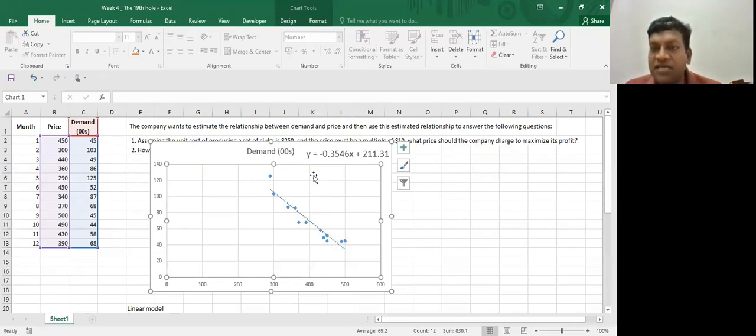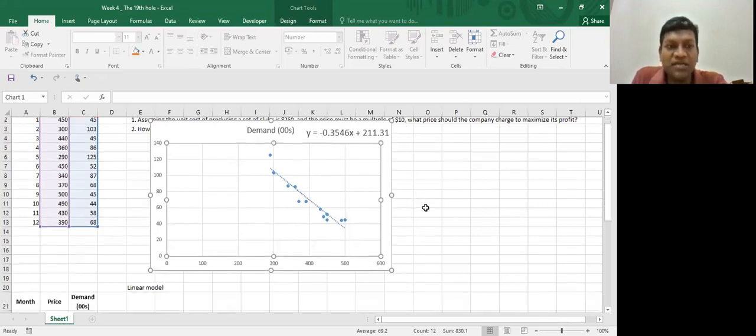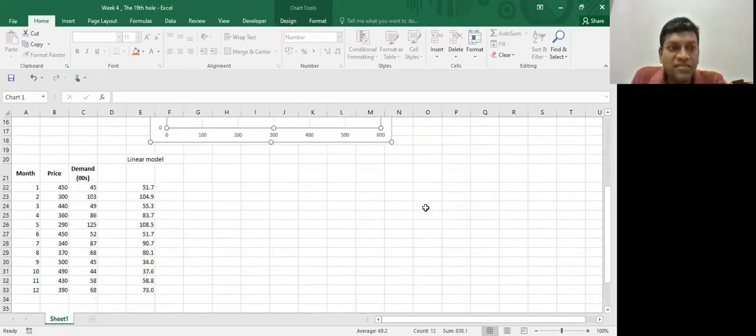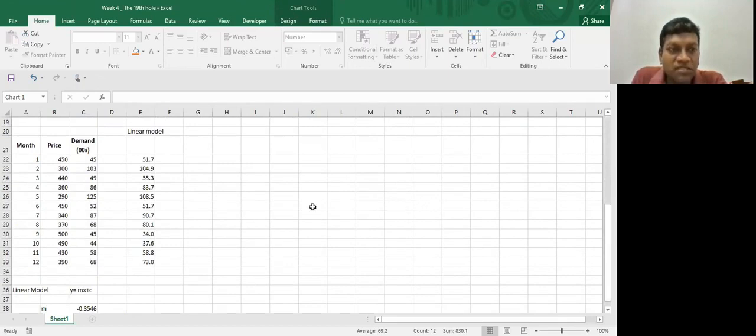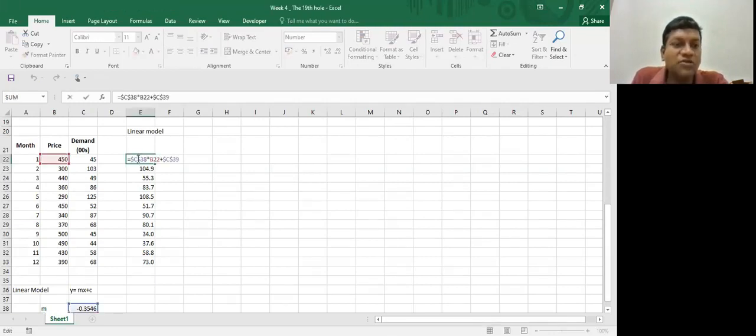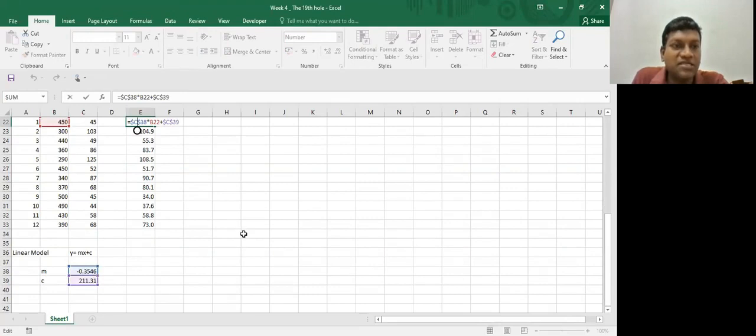And because our model is a linear model, this straight line is represented by the equation y is equal to mx plus c. And we have found the values of m, which is the slope, and c, which is a constant or intercept. Okay, basic mathematical concepts. So I am using this equation here, and we find that the original demand is 45 units, 103 units, 49 units, and so on. However, when I use my model, the linear model which I've just generated, I obtained those values by using the formula y is equal to mx plus c. You can see it here.